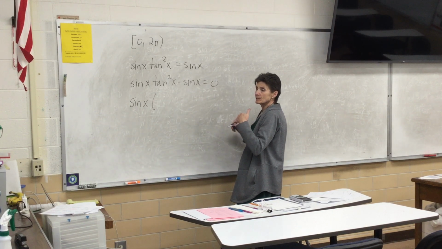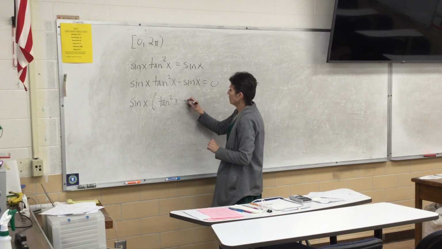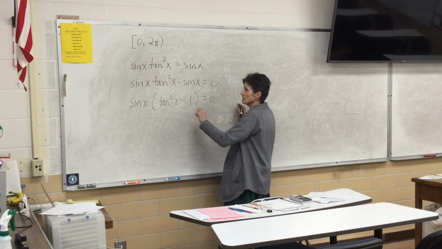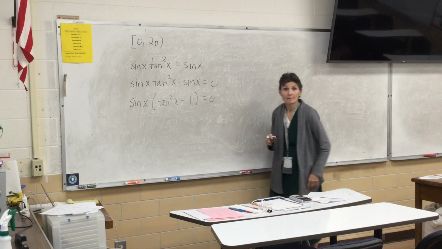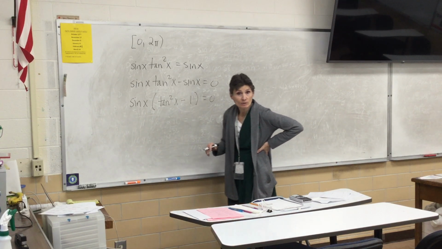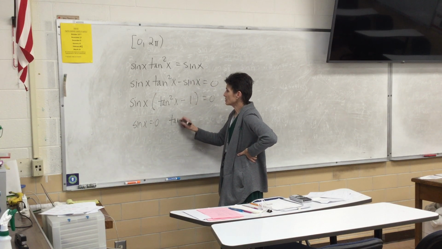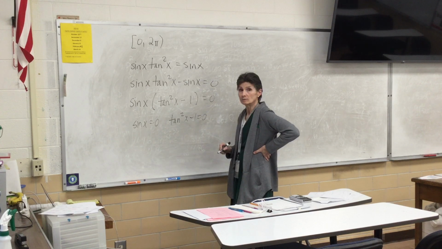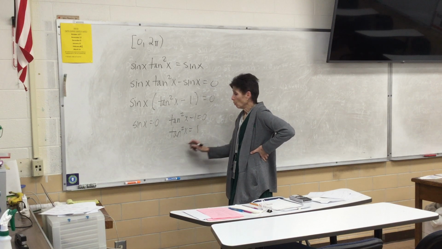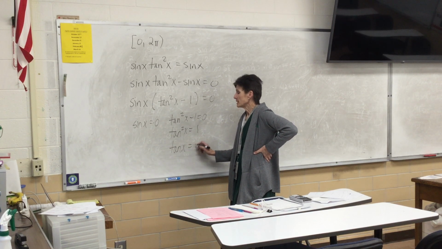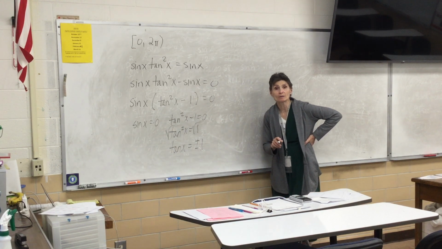Now, what's left after I pull out the sine? Well, I'll have tangent squared minus 1. So I pulled out the sine, and I have tangent squared minus 1 left. So now I set them both equal to 0. So sine x equals 0, and tan squared x minus 1 equals 0, which means tan squared x equals 1, which means tangent is plus or minus 1, because I take the square root just like I do in a regular equation.